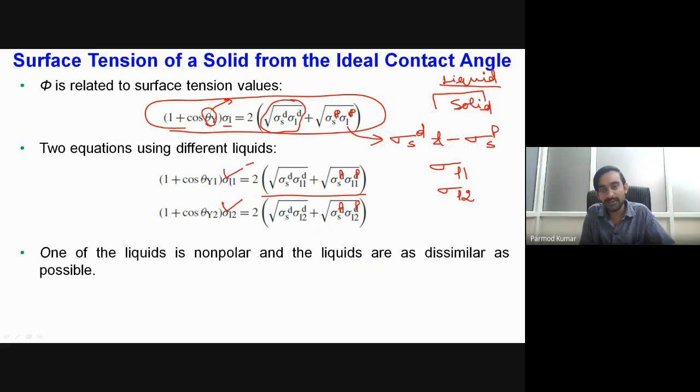While we select these two liquids, many times we consider the situation that one of the liquids is non-polar. And obviously both the liquids should be dissimilar, as dissimilar as possible. That is required for the accurate measurement of the surface tension of the solid.